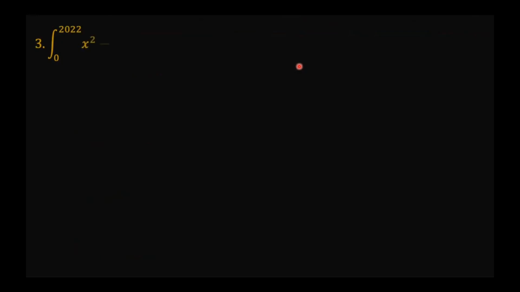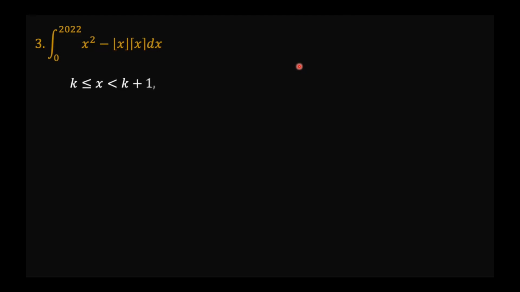So problem number 3: the integration of x squared minus the product of the floor function of x and the ceiling function of x, from x equals 0 to x equals 2022. Now, what is a floor function? What is a ceiling function?